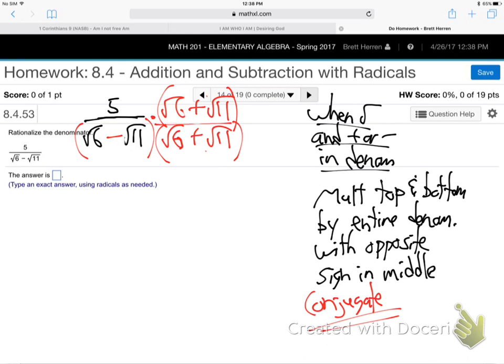Are we ready? So now on the top, we're going to distribute. Keep in mind the rule: outsiders with outsiders, insiders with insiders. So we get 5 root 6 plus 5 root 11. Good.